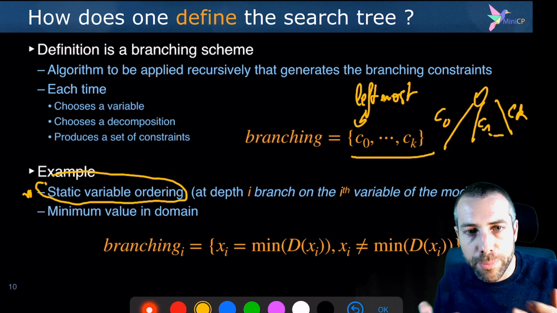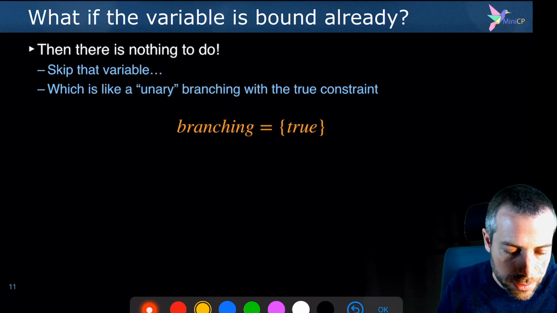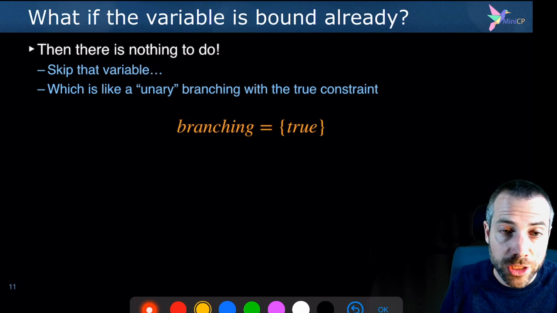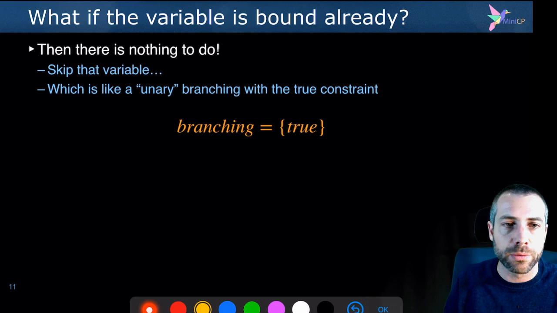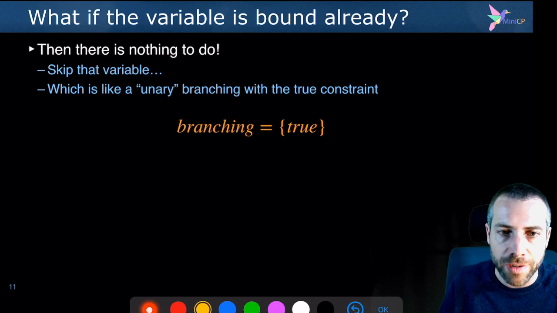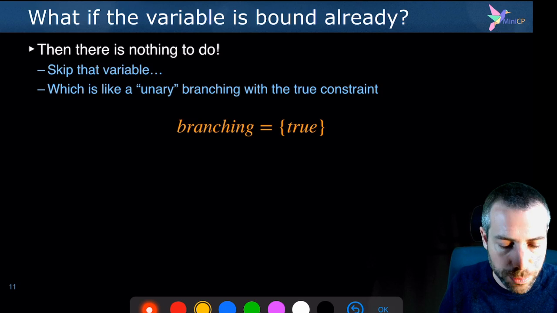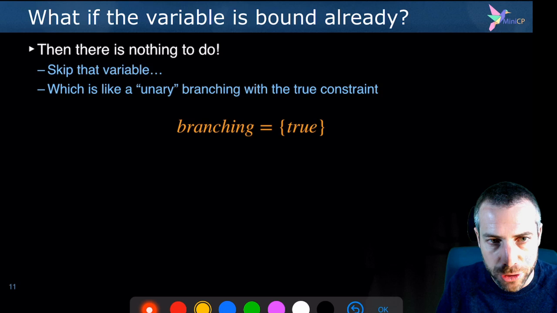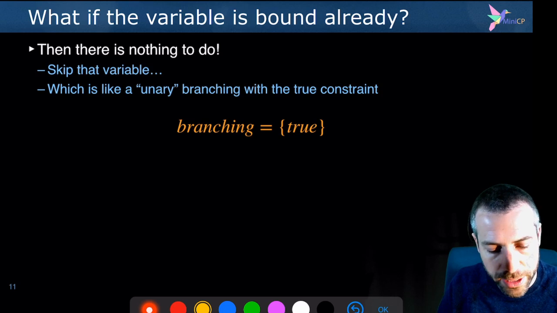What if the variables are already all bound? In that case, the branching will simply return true to say that there is nothing else to do, and just to notify the solver that this should be considered as a feasible solution to the problem. We call that the unary branching.